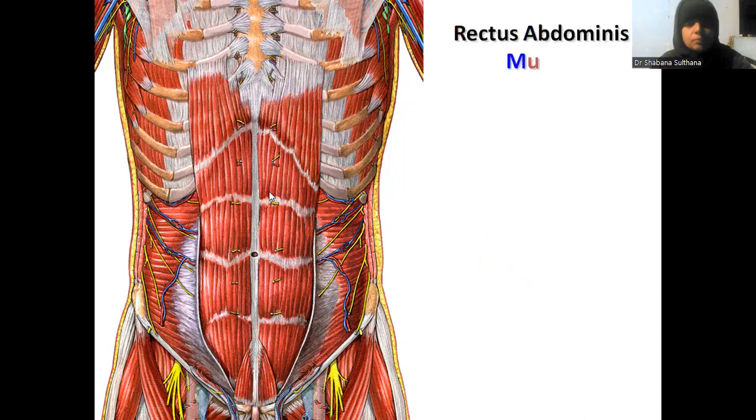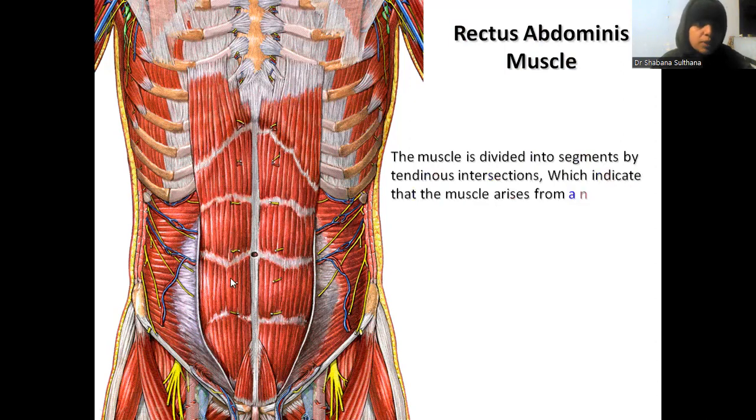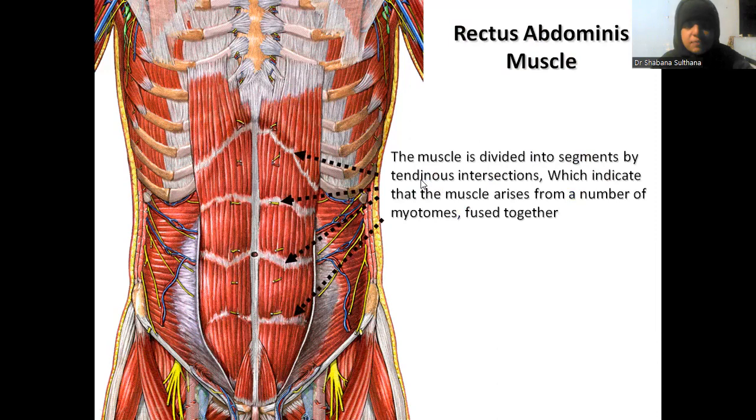Now, rectus abdominis muscle is divided into 1, 2, 3, 4, 5 segments by these transverse lines. What do we call them? Tendinous intersections. That six pack, what usually the film heroes show us, these are nothing but the elevations produced by rectus abdominis between the tendinous intersections, which indicate that the muscle is arising from a number of myotomes which are fused together. This actually also increases the muscle strength.